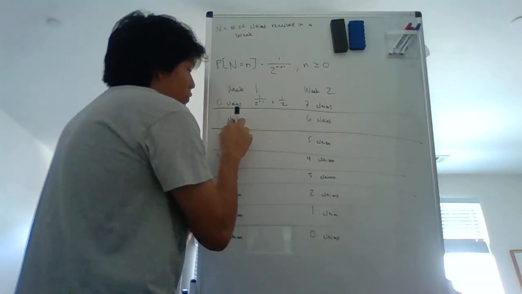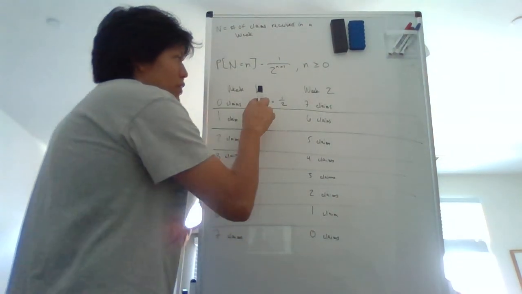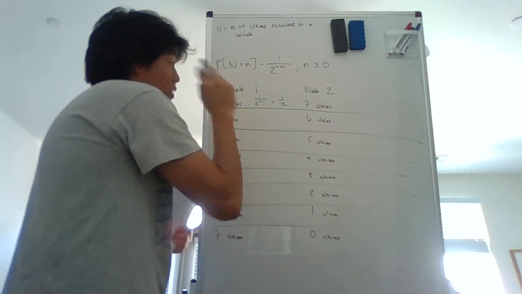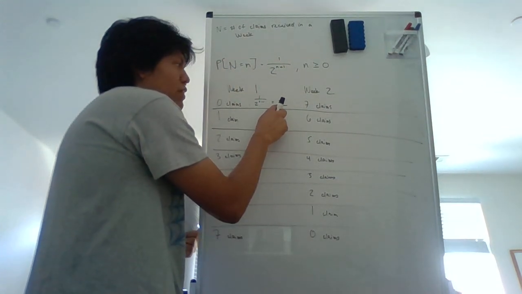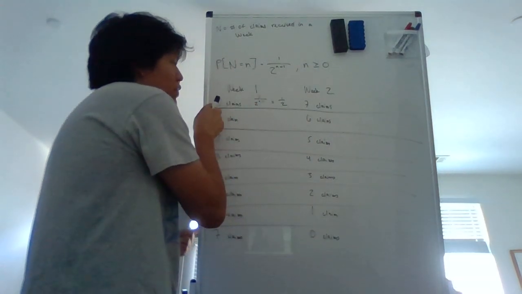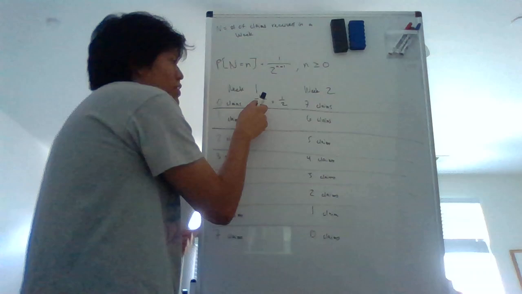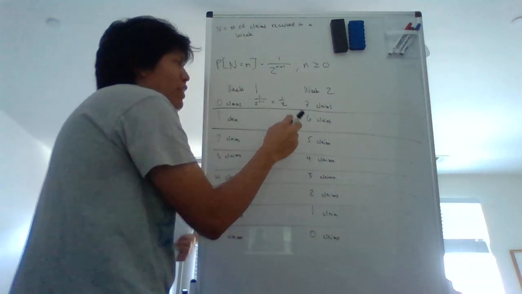What about if we received 1 claim in week 1? Well, instead of moving down, let's go across. So for week 1, the probability of receiving 0 claims is 1/2, because we replaced that lowercase n with the number of claims, and then we just solved the exponent and got 1/2.